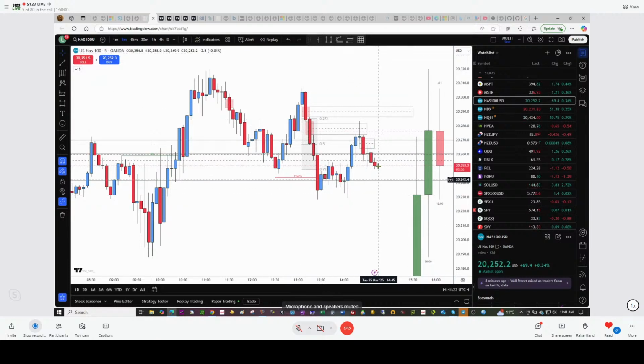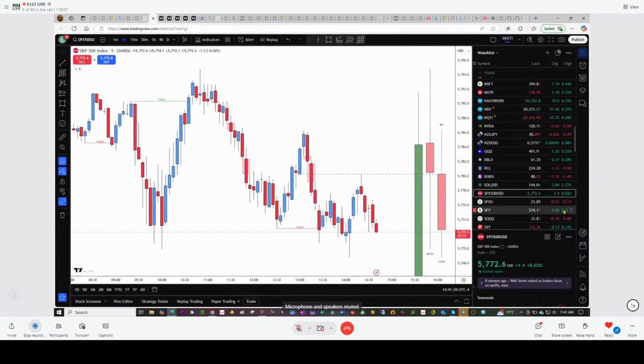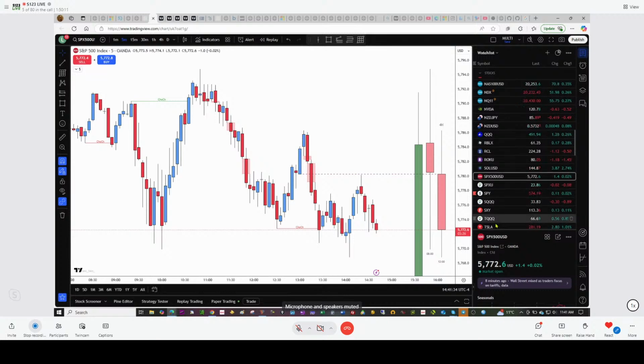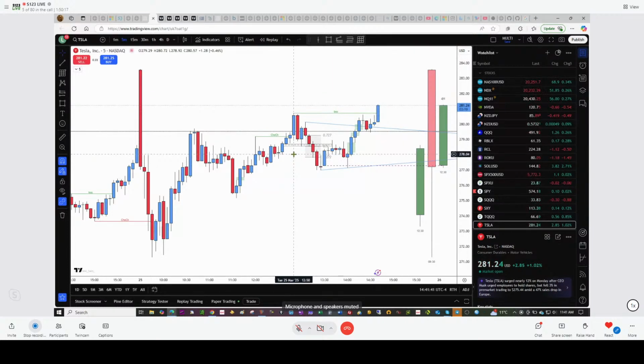So NAS should be coming straight down here. The S&P should be coming straight down. Tesla following suit. Tesla is bucking the trend. Interesting. Yeah, but you see, Tesla's been hammered so much. Yeah, this is very odd.